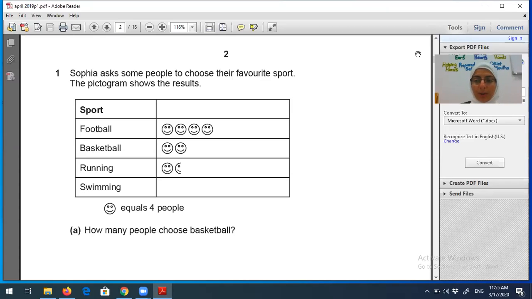So I'm going to send you the marking scheme to show you exactly the way of correction, but still I want to explain every single question together, okay? So let's start with the first question.